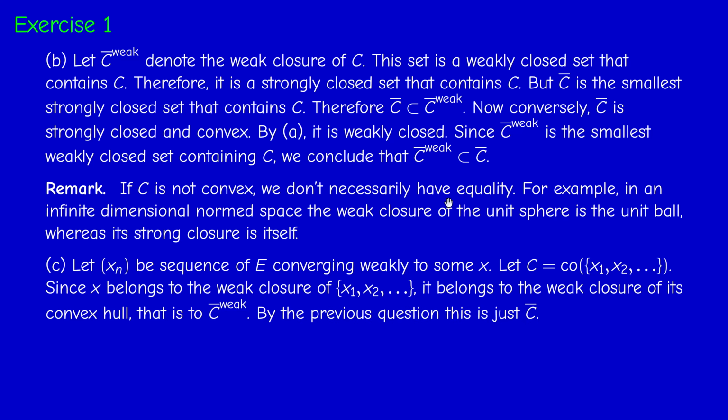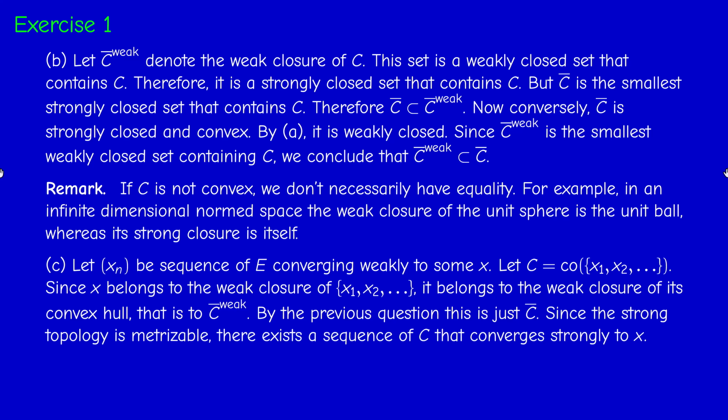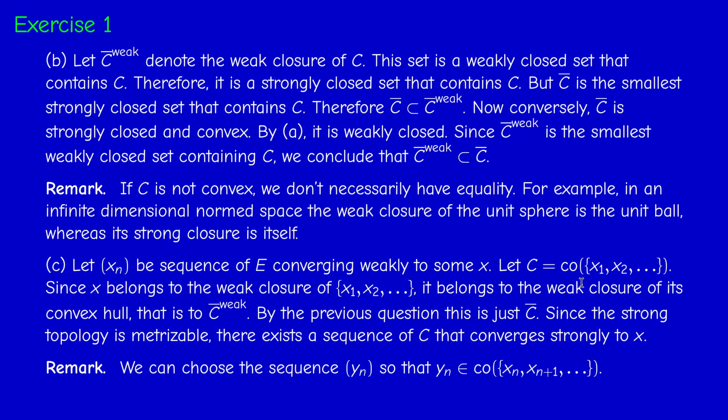But C bar weak is just C bar, according to what you said, because C is convex. So what does it mean? Since the strong topology is metrizable, we know from proposition 0.3 in the metric case that if an element is in C bar, then we can find a sequence in C that converges strongly to x. This is the sequence that we call Yn. Yn is a sequence in C, so it's made of convex combinations of the xi.